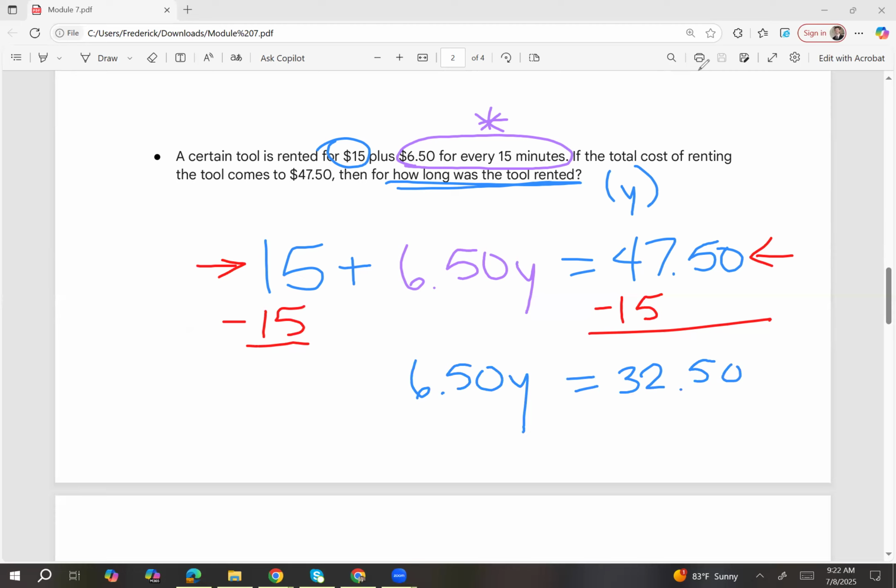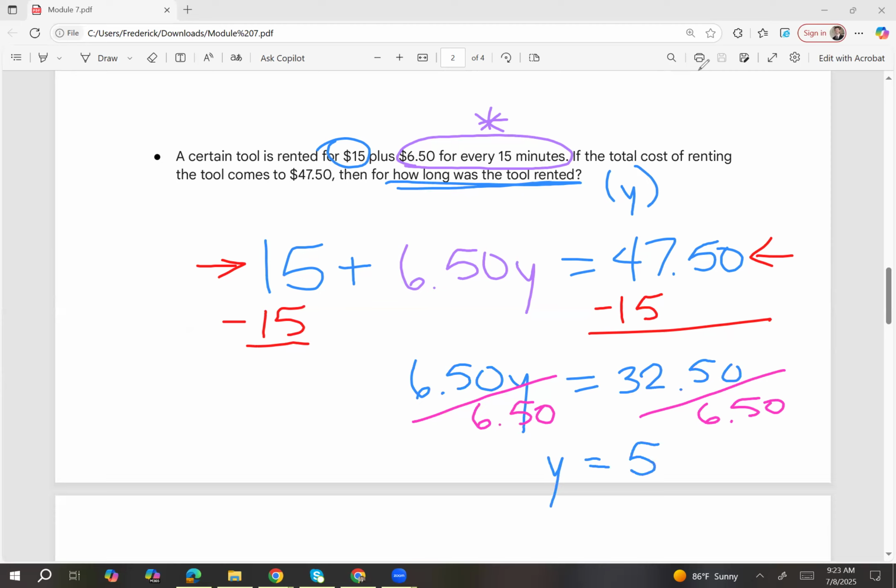6.50 times y can be countered with the operation of division to get y by itself. So divide by 6.50 on both sides. And that leaves us y by itself. Take your calculator out and divide 32.50 by 6.50. Let's see what you get. Confirm that you get 5.